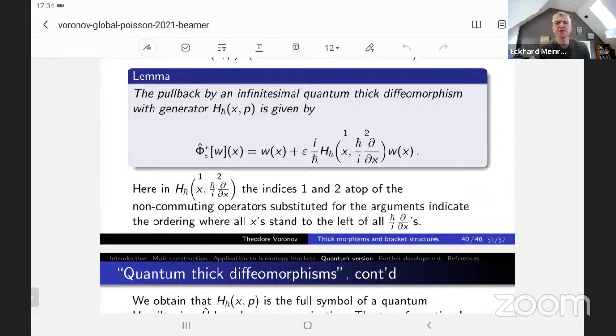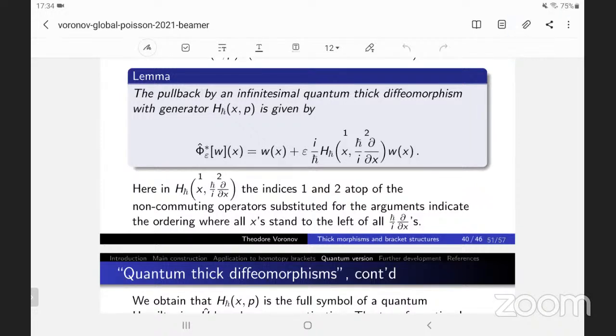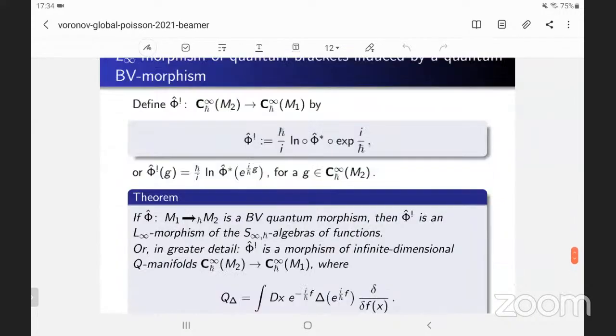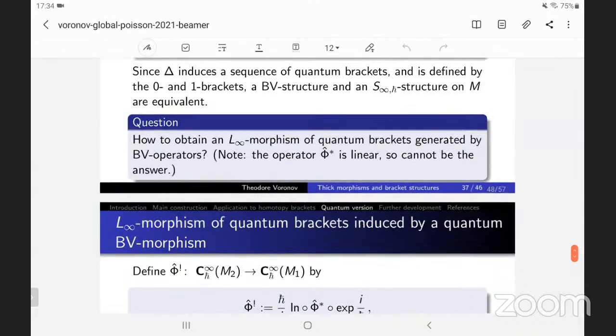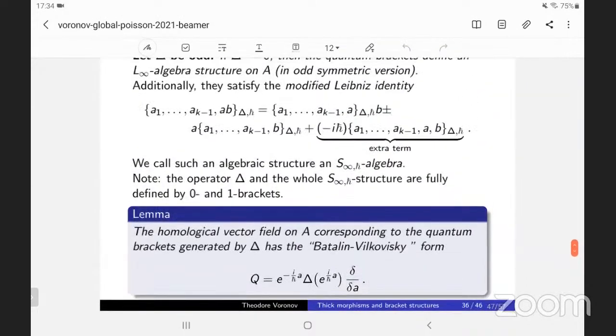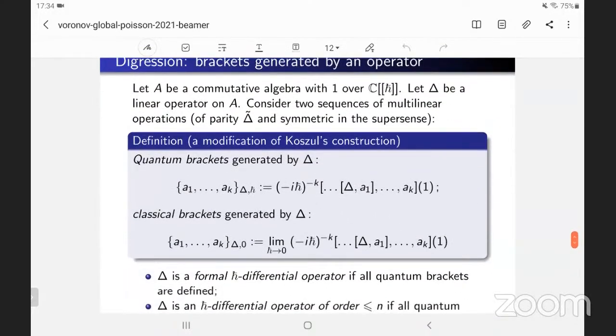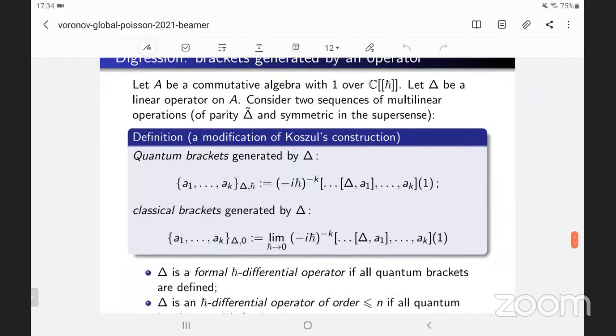All right, any other questions? Yes, I have a question. Yvette. You mentioned very quickly BV operators. And I think you said, or it was obvious, that they do generate some S infinity brackets. Is there such a formula for the Schouten bracket that the delta operator generates?